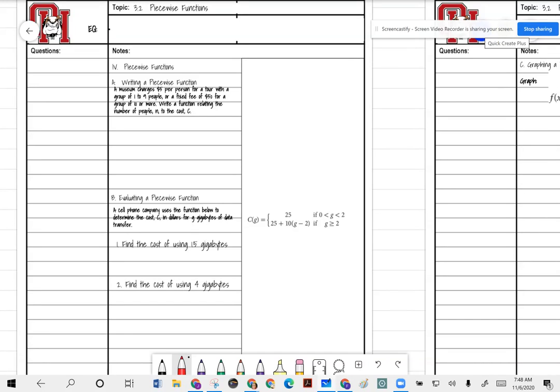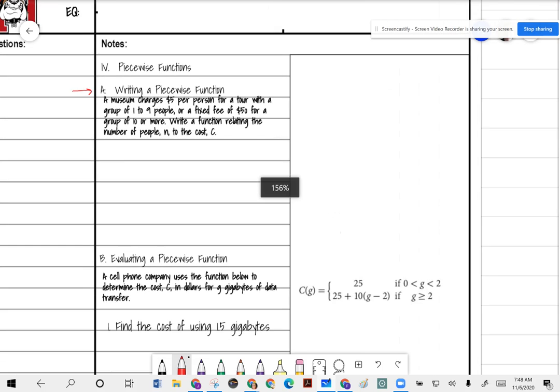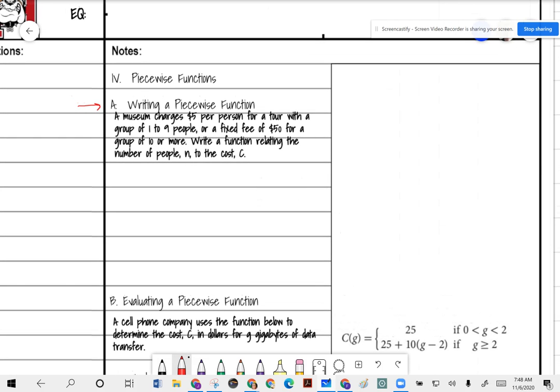So in this video, we're going to talk about piecewise functions, and the first topic that we're going to cover is writing a piecewise function. So if we take a look, this is the word problem that we're given.